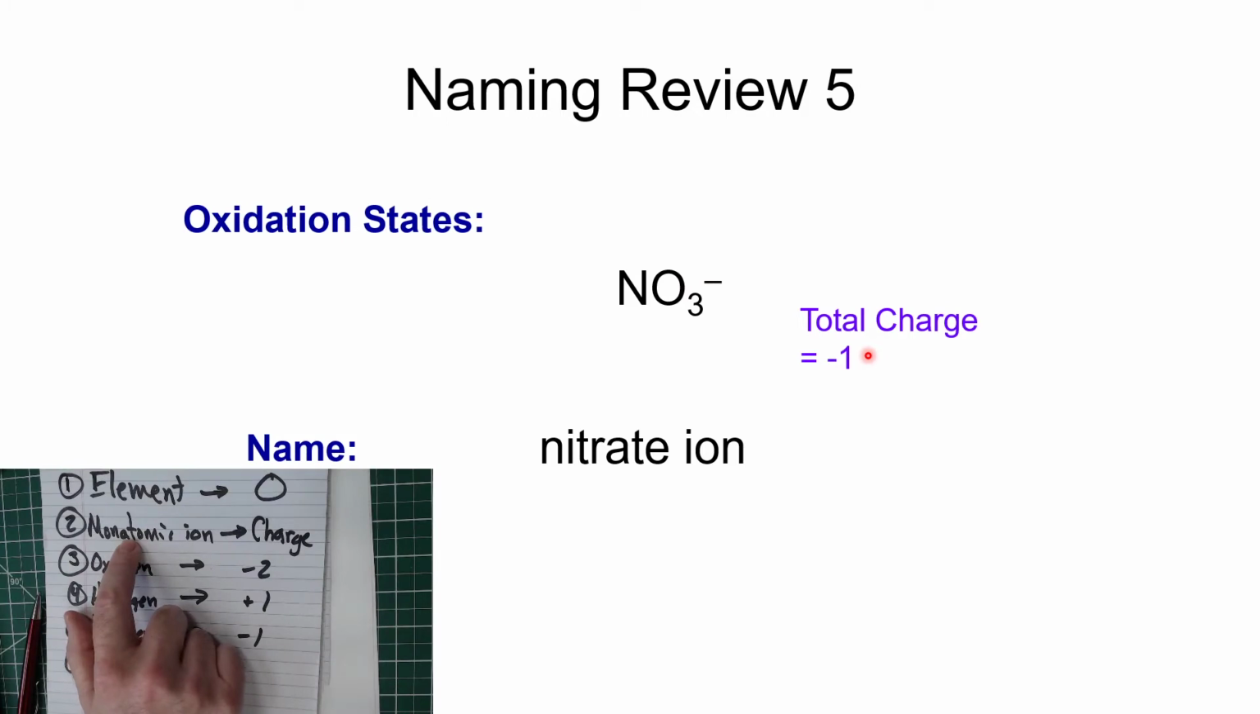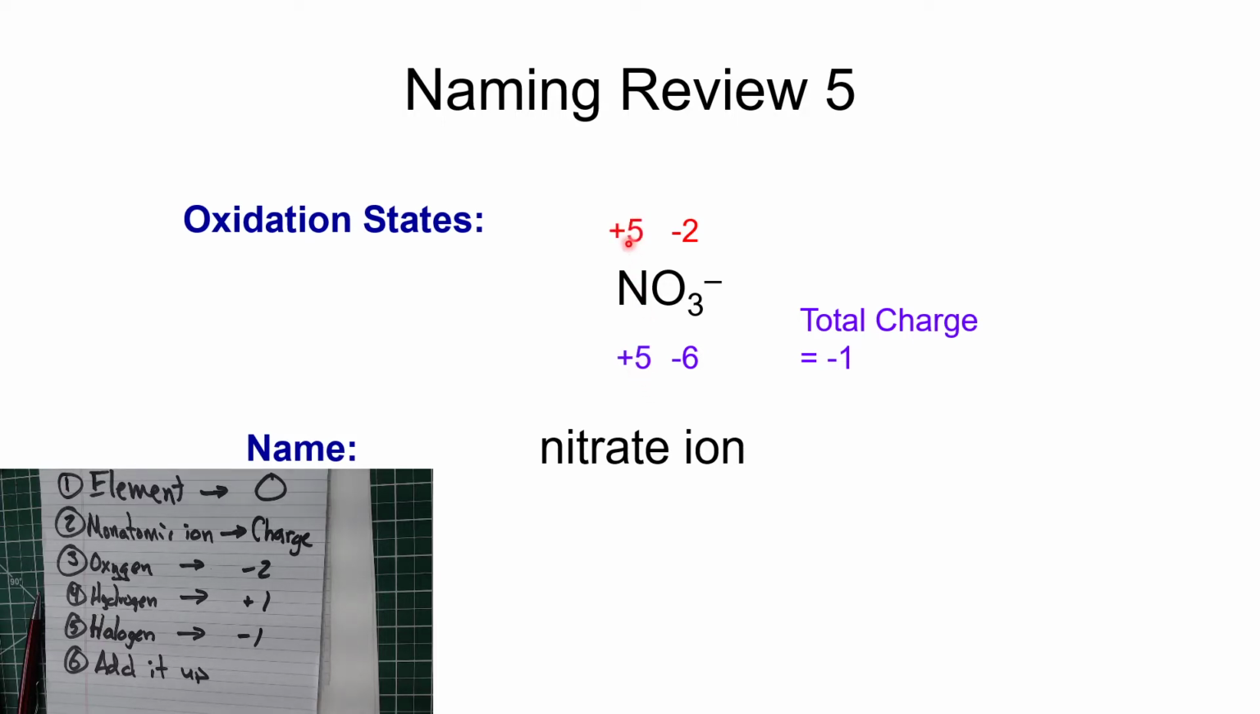Is a monatomic ion present? No. Is oxygen present? Yes, oxygen is usually -2, so we're going to put -2 up there. -2 times 3 is -6, so we'll have a -6 there. And that gives us a total charge of -1. So some number plus -6 is -1. Well, that some number clearly has to be +5. So +5 divided by the 1 nitrogen gives us a +5.